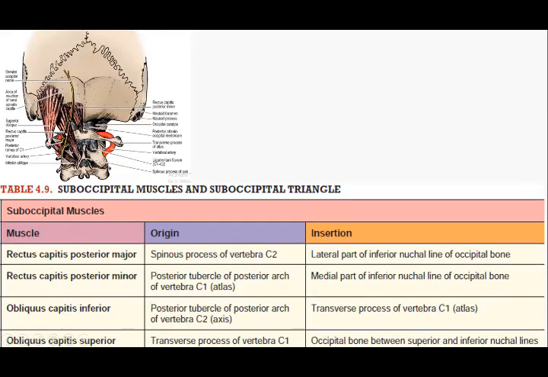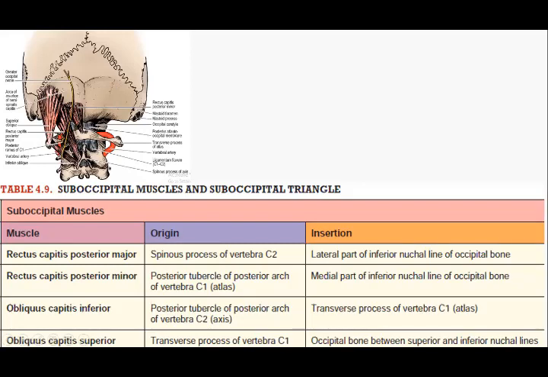Now let's come to minor as well. Sorry, I'm sorry, it is from the spinous process of C2. Major, C1, the posterior arch of the atlas. It receives its attachment from the posterior arch of the C1 vertebra and goes on to insert at the inferior nuchal line, the medial part of the inferior nuchal line. This is the occipital bone, look at this, all of this is the occipital bone. This is the superior nuchal line. This is the inferior nuchal line.